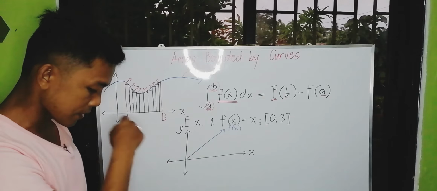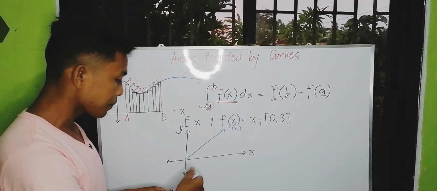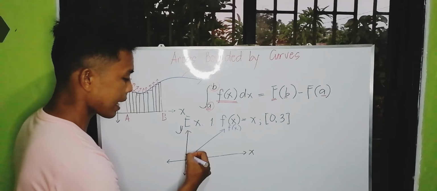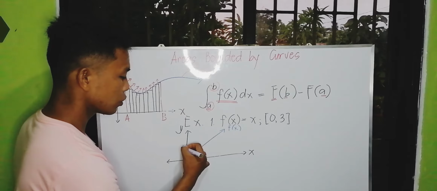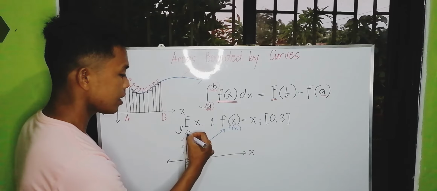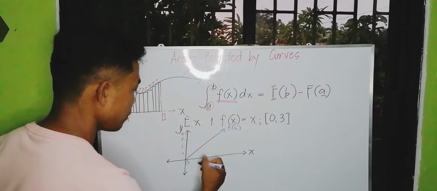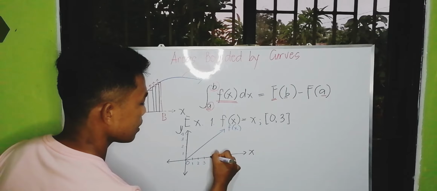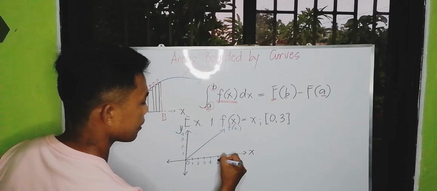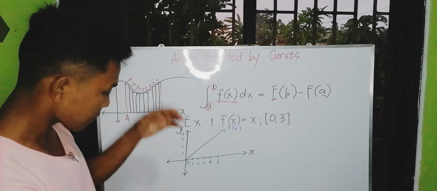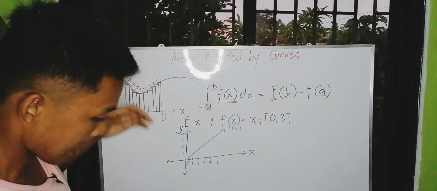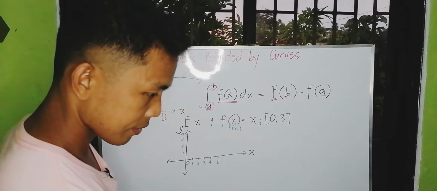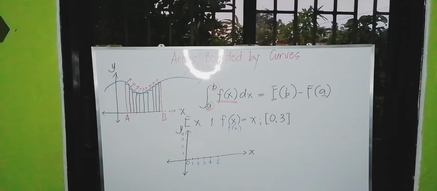Pwede mo pa siyang i-extend dito sa left side. Nag-graph mo na siya. Remember, this is your origin, which is your 0. Pataas, we have 1, 2, 3, 4. Dito din, we have 1, 2, 3, 4, and then 5, etc. Now, medyo hindi exact yung graph natin. Ayusin natin. Okay. Kuha tayo ng straight edge.